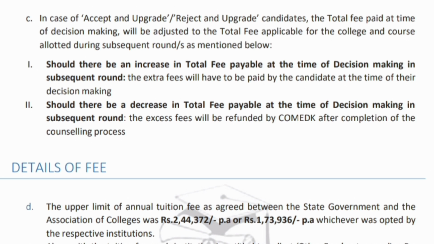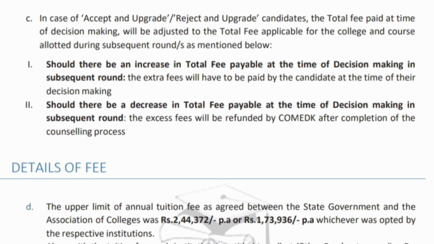Details of fee: this is again based on last year. Last year there were 2 slabs. One slab is 2,44,372, which all the top colleges are going to charge. The second slab is 1,73,936, which medium colleges or the lower colleges will charge. So if you are studying in the top 25-30 colleges, your fees will be 2,44,000, which you see here, plus the college fees and the university fees which I mentioned in the previous sheet.